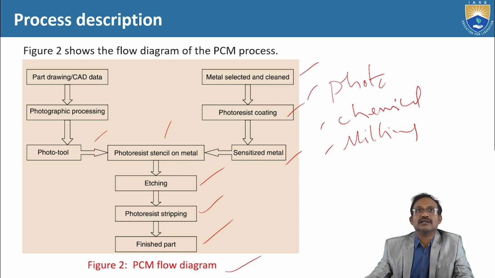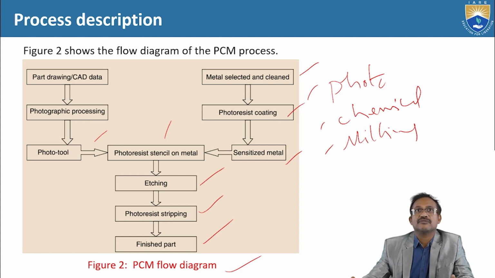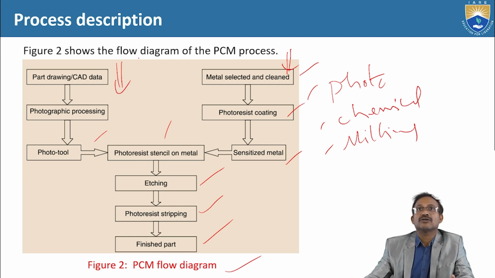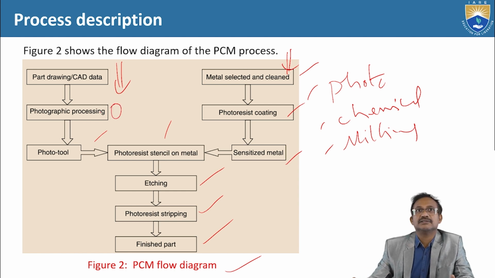Part drawing or CAD data. So that will be the first input from the design side, and metal selected and cleaned. This is the other side. Here the physical thing we are focusing on is the material. So here the input is from computer aided design, either part drawing or CAD data. From this, photographic processing will be developed.